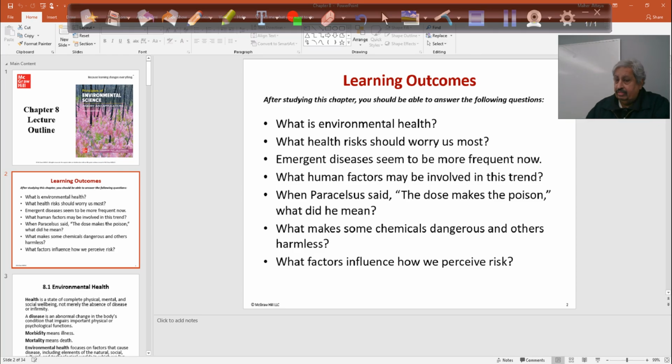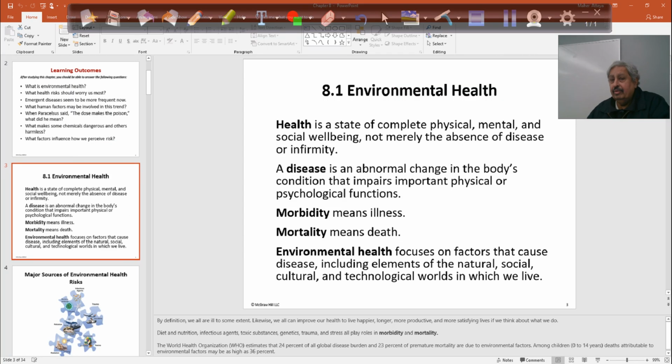What are those factors that are involved in making those chemicals very hazardous for our life? And what makes some chemicals very, very hazardous, and what makes them not hazardous or harmless? And what factors are influencing our perceived risk? So that's what it's all about. We are talking mostly about toxic materials.